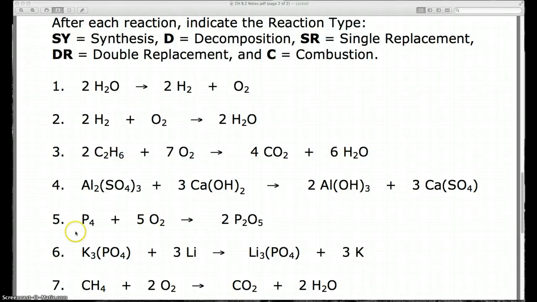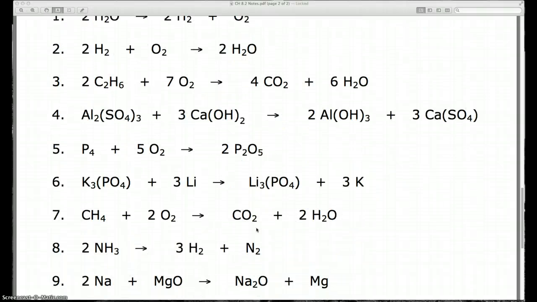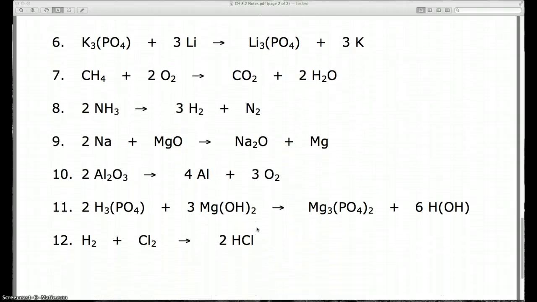Number 5, we have two simple things. Here we have phosphorus with nobody else, oxygen with nobody else, and they come together and make a dancing couple. So that is synthesis. Number 6, here we have potassium and phosphate dancing together, and lithium's all alone. Lithium comes in, knocks it out, and so that is single replacement. We have a couple dancing and somebody that's single, so single replacement. Next one, hydrocarbon, oxygen, carbon dioxide, water, that's combustion, so 7 should have been C for combustion.